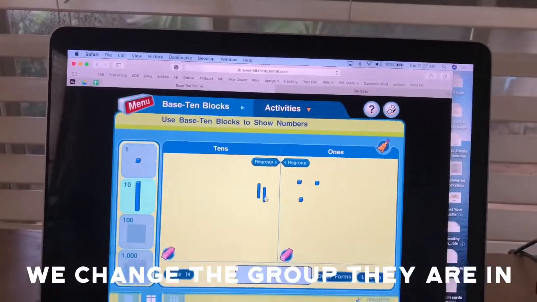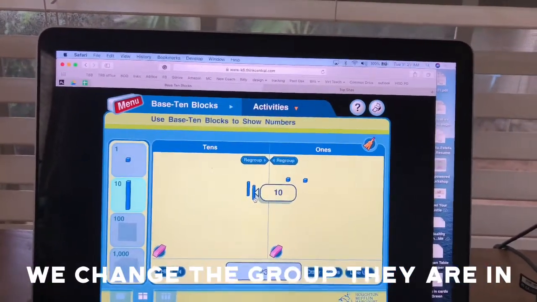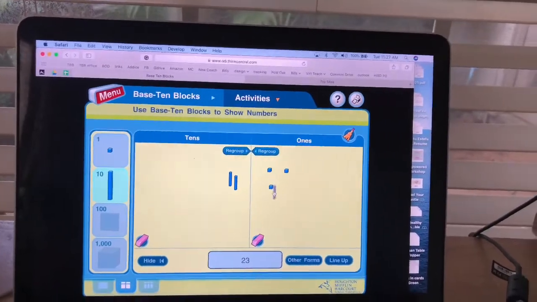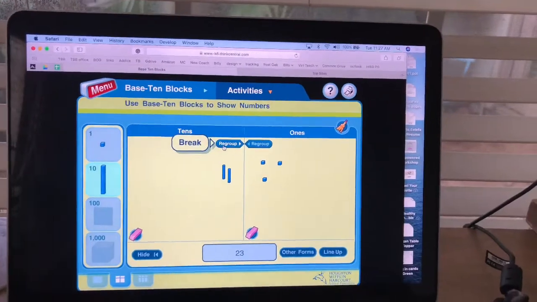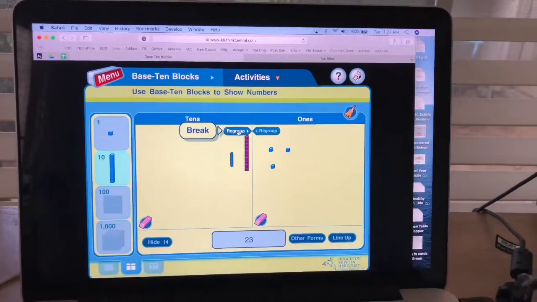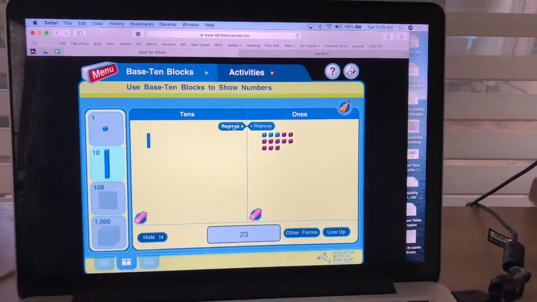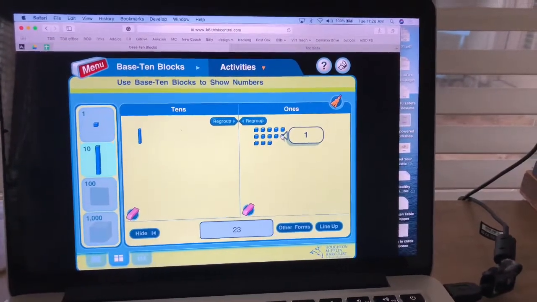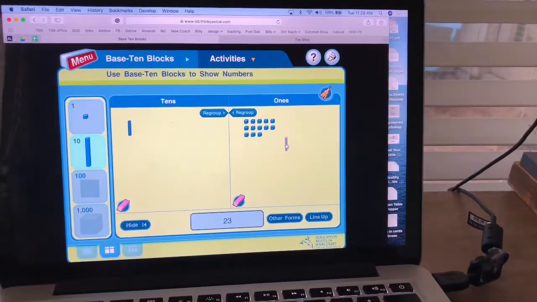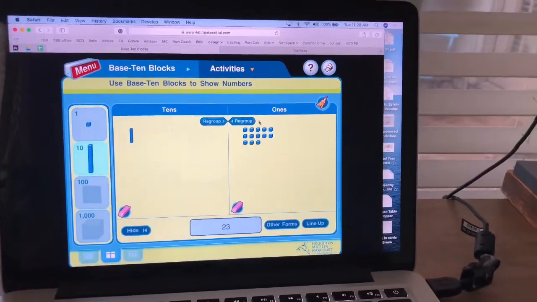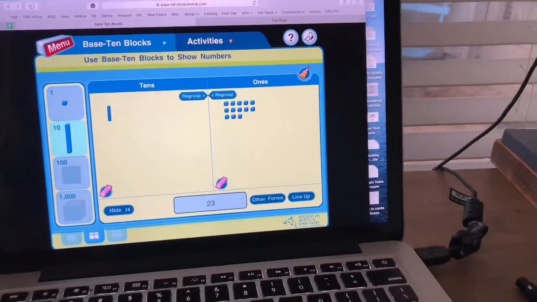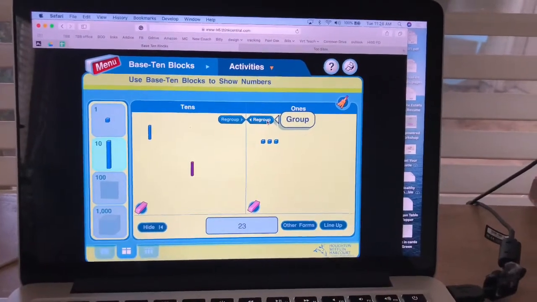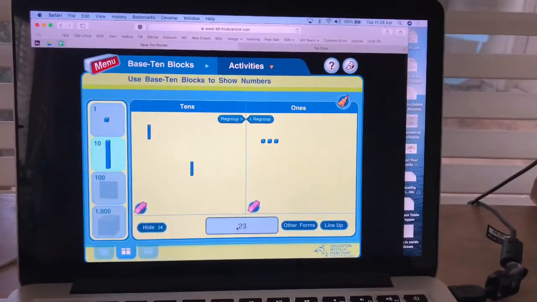For example, right here we have 10 ones, or 1 ten, and we can regroup them to the ones place. So right now their group is the tens, and let's go ahead and regroup. So now we have taken 1 ten and regrouped it into the ones place. So we have decomposed it and placed it in the ones. Or we can regroup them one more time, and we can take those same tens and change them back into the tens place.